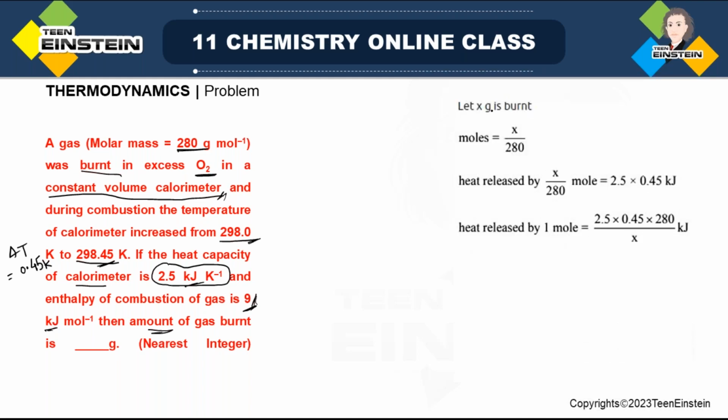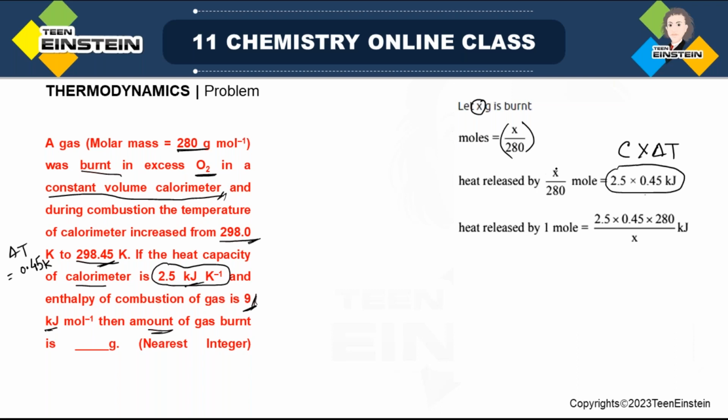So suppose the mass involved is x gram, which we have to find out. So the number of moles is equal to x divided by 280. Now the heat released by this number of moles is equal to the heat capacity, which is 2.5 kilojoule per Kelvin, into del T. That means it is basically capital C into del T. So capital C is 2.5 and del T is 0.45. Both are in kilojoule, so you can directly multiply.